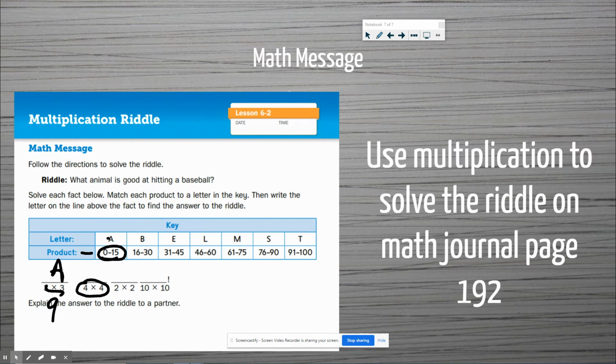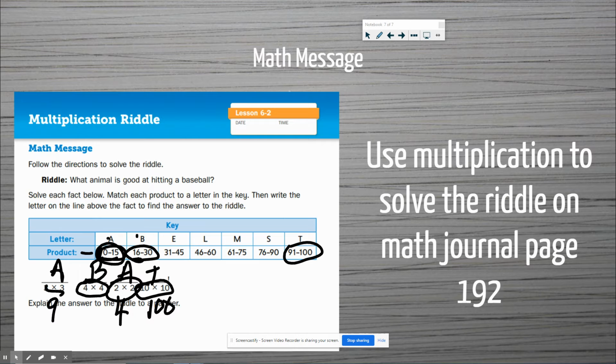4 times 4 is 16. 16 is here, so we're going to say this letter is B. 2 times 2 is 4. It goes in this one, so that is an A. And then 10 times 10 is 100. That fits here. So we're going to put a T here.